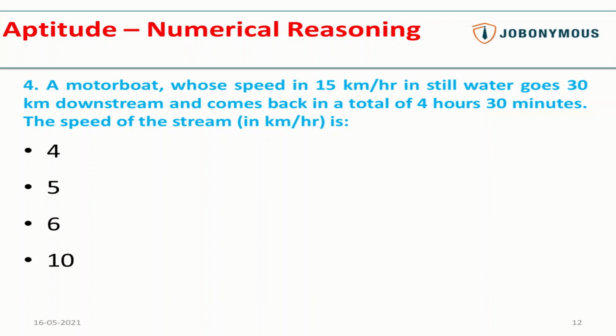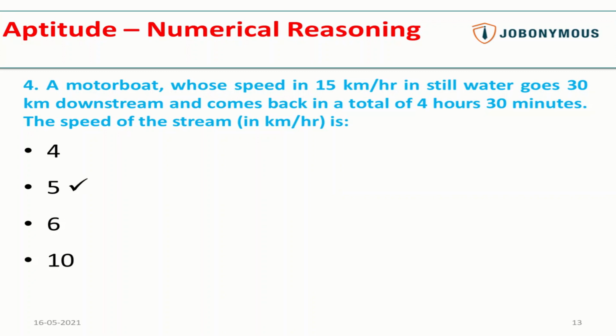A motorboat whose speed is 15 km per hour in still water goes 30 km downstream and comes back in a total of 4 hours and 30 minutes. The speed of the stream is? So here this is a river related question. The river flows downstream, so there is a speed of stream. That speed of stream you have to find with this equation. So the right answer is 5.